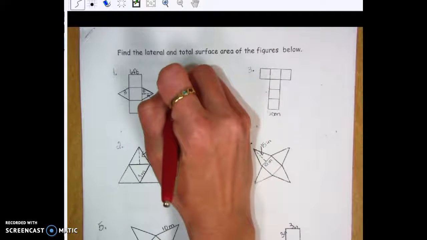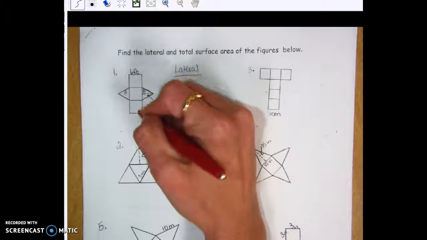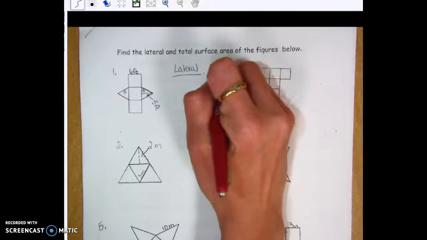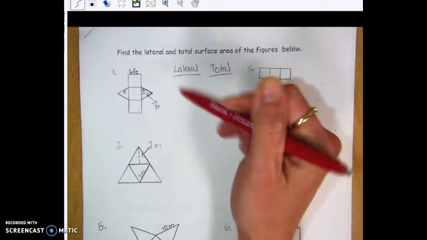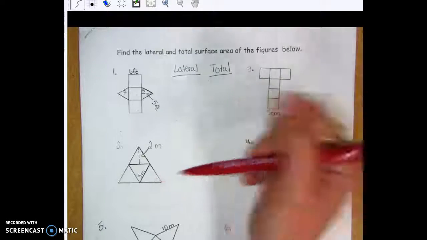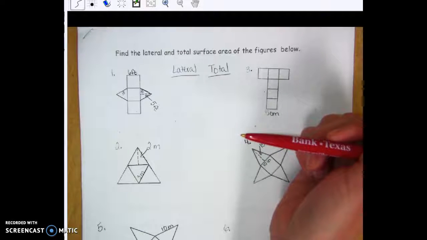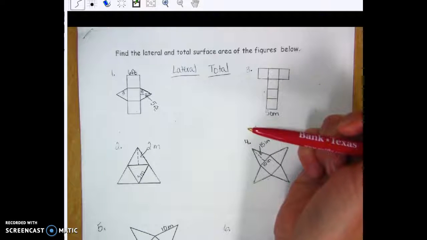So you're going to find the lateral surface area by just finding the 3 squares, sorry, rectangles. And then you're going to find the total by adding the triangles to it. Okay, so everybody try that one. Check and see if you have the same answers. Somebody step up and explain it to the people who don't understand what's going on here. Pause it.